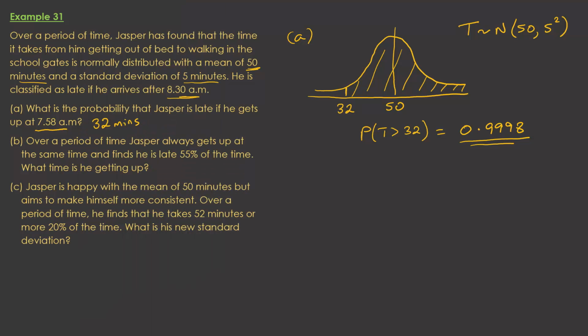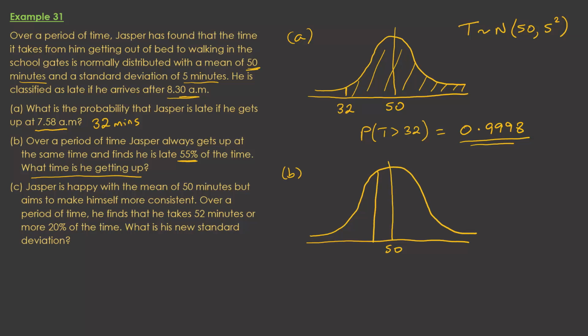Over a period of time, Jasper always gets up at the same time and finds he's late 55% of the time. What time is he getting up? So in this situation, this is his distribution. He's getting up at some time here, and the area here is 0.55.